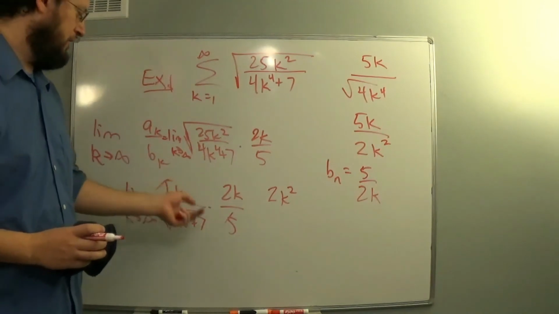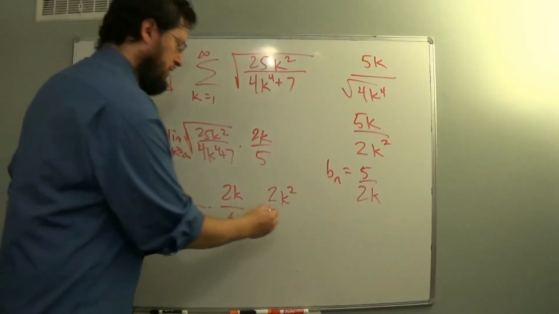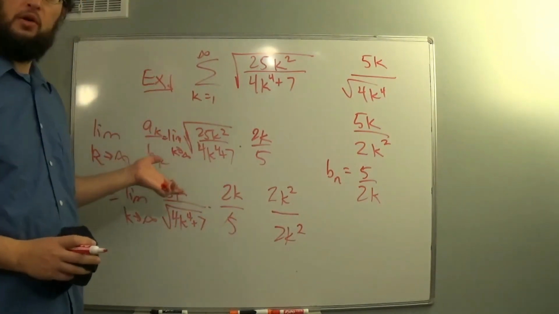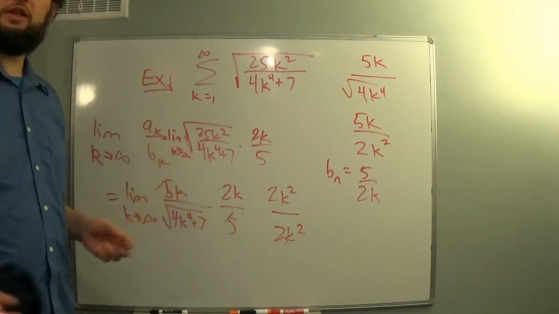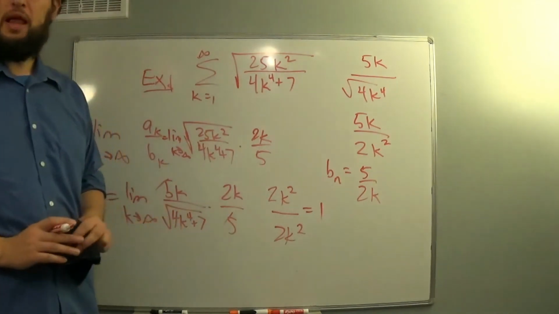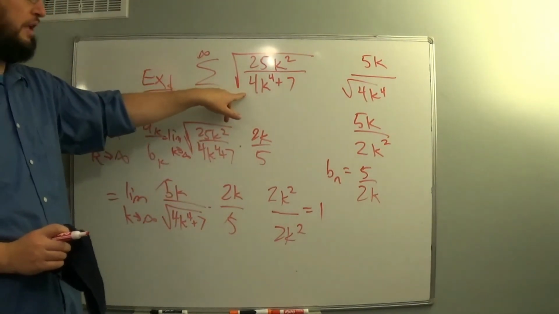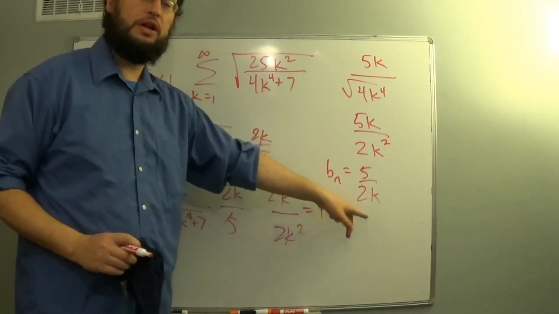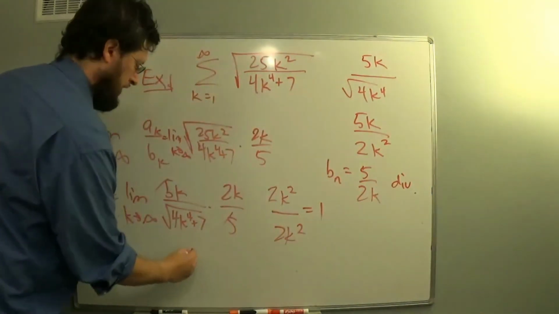If I look at the biggest degree term in the denominator, it's square root of 4k to the fourth, which is 2k squared. Well, remember, we can do this. When we're taking our limit, even if we have a radical, we're still just looking at the largest degree term. And that makes 1. So we can apply our limit comparison test. We can say that this series behaves like this series. Since this is a p-series with p equal to 1, it diverges. So that means that our final answer is diverge.